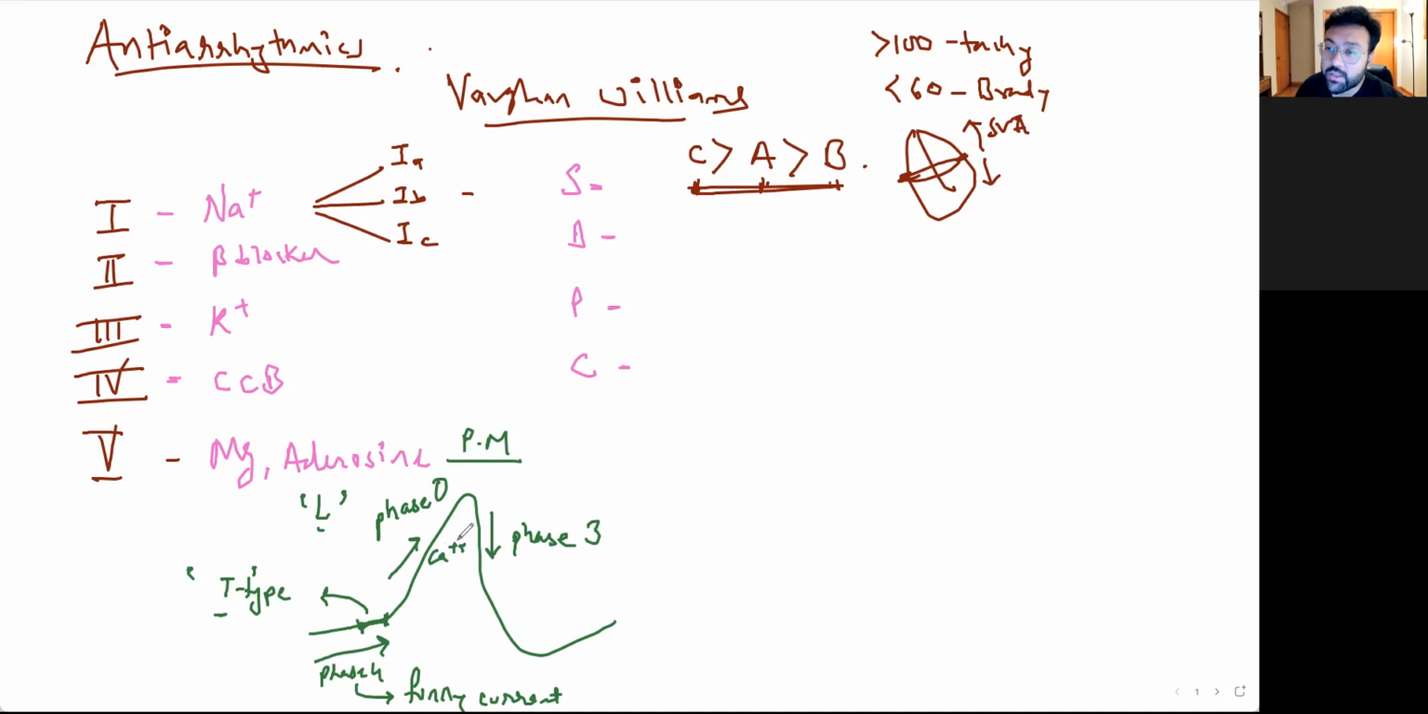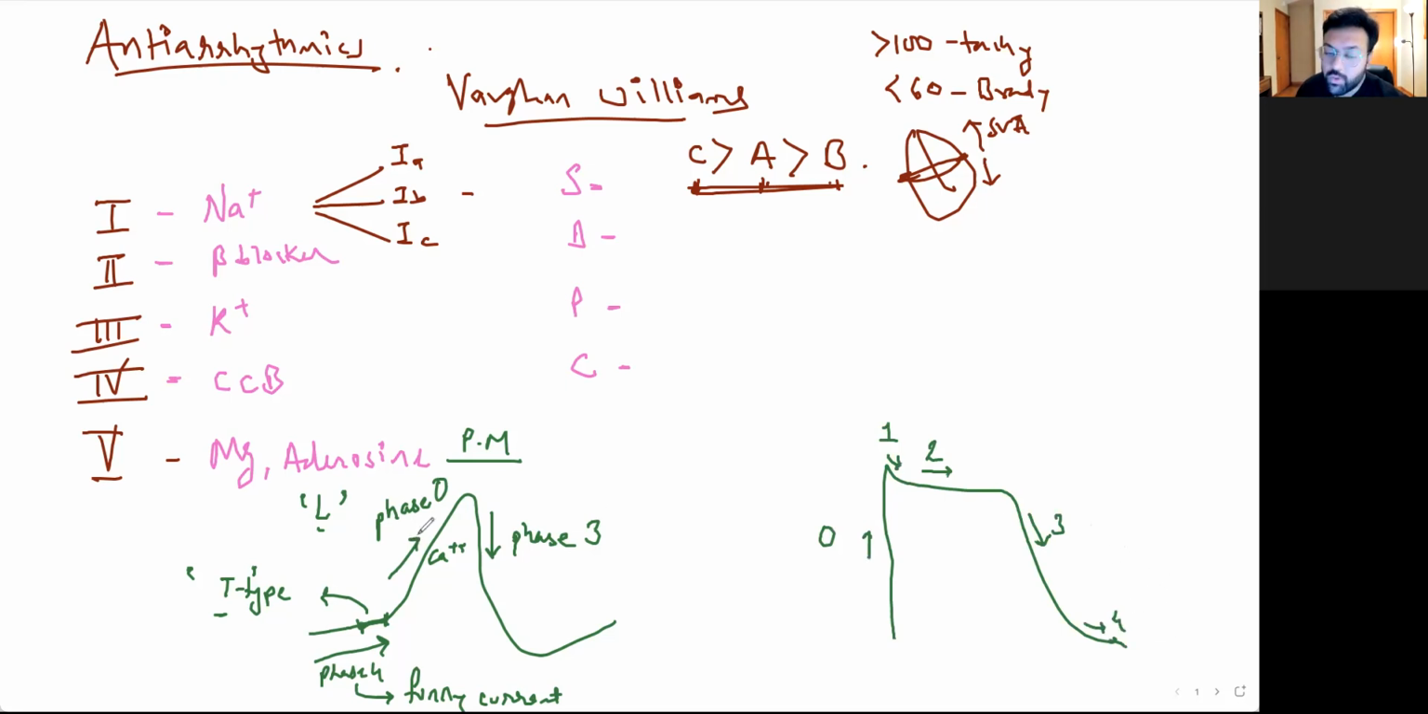This is in contrast to the ventricular action potential, which starts with, what is this phase in the ventricular action potential? This one. Phase 0. And this is phase 1. And the plateau is phase 2. And this is phase 3. And then finally, phase 4, which is the resting membrane potential.